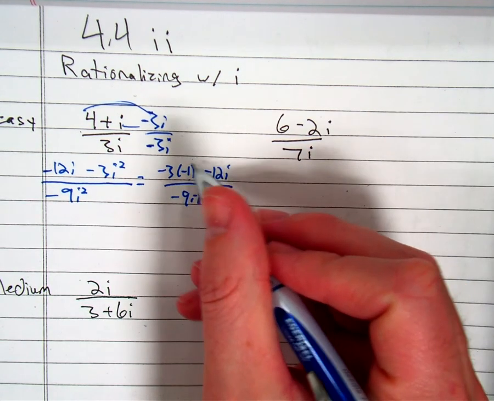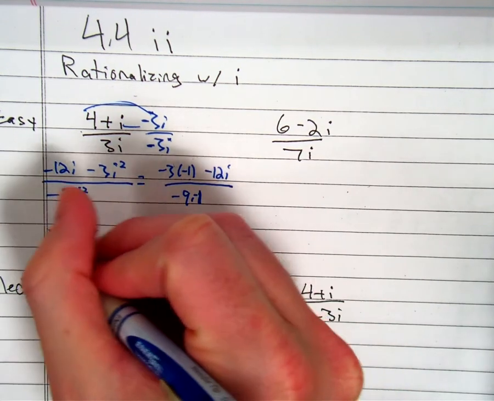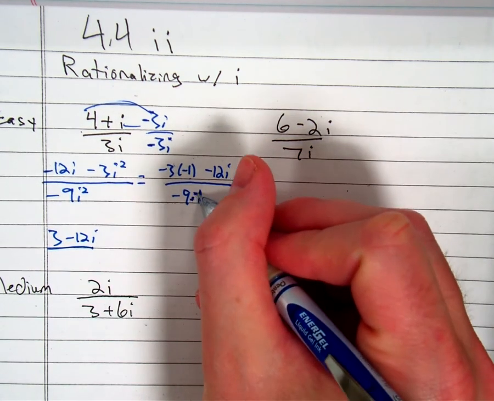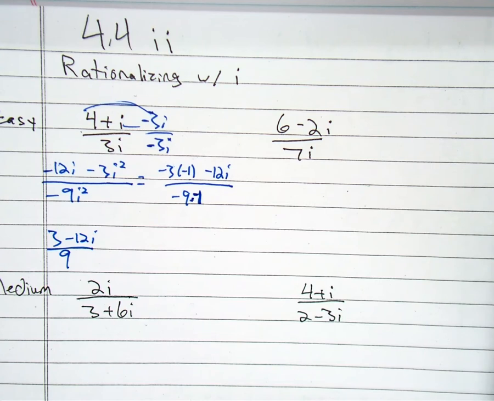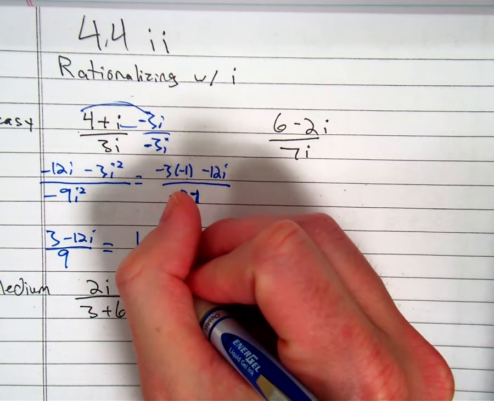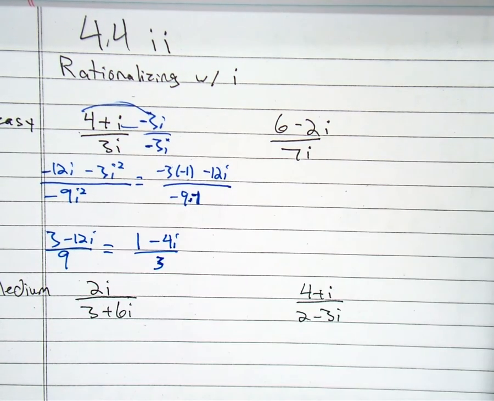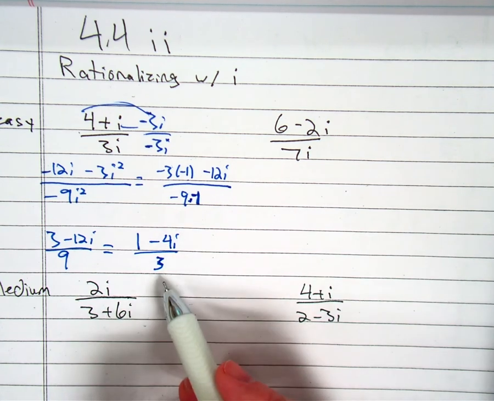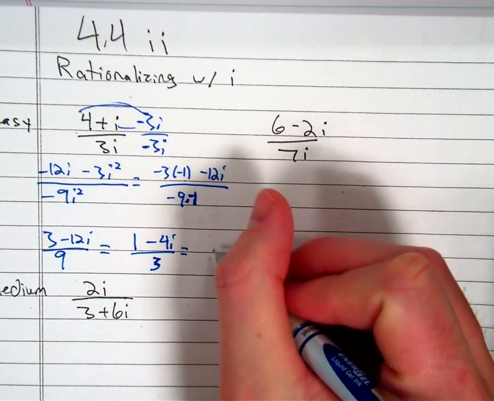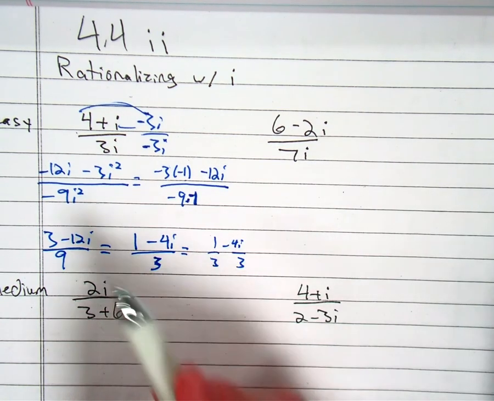So how's that going to play out? We're going to have positive 3 now, minus 12i over, times negative 1, that's going to be positive 9. 3 minus 12i over 9, those are all divisible by 3. So that's going to reduce, divide by 3, divide by 3, divide by 3. That's 1 minus 4i over 3. So I'm fine with leaving it like that. Sometimes the book will say split it up into the real part and the imaginary part, 1/3 minus 4i thirds. They'll make you split it up. I'm fine right here.